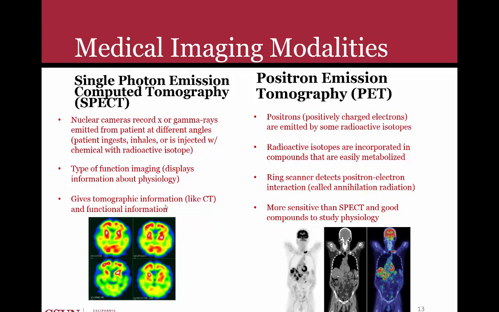You also have positron emission tomography. Again, you use radioactive isotopes, and again, they're easily metabolized. What that means is easily eaten up by the body. So you have some detectors that are able to measure those gamma rays.